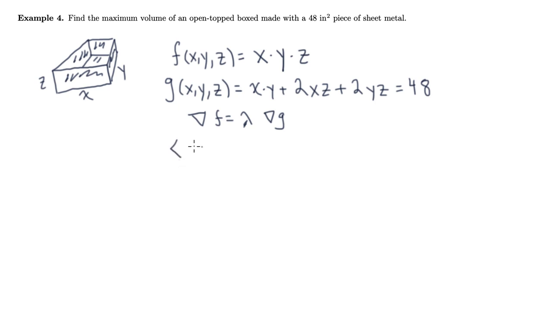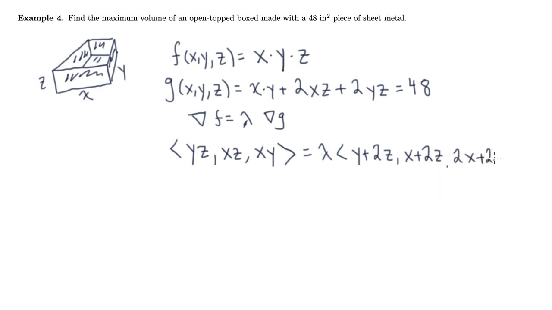The gradient of f is, okay, so the x derivative is yz, and then xz, and then xy, partial with respect to z. And that should equal lambda times, partial with respect to x is going to be y plus 2z. Partial with respect to y is going to be x plus 2z. And then partial with respect to z is going to be 2x plus 2y.